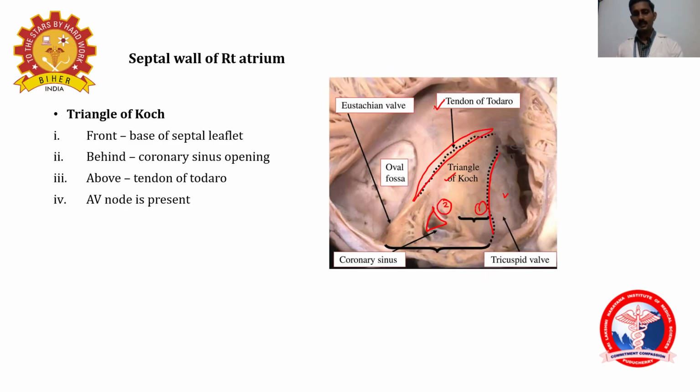Why we need to know all these things? Because in this triangular pouch, we have the AV node or atrioventricular node. If you want to do an ablation procedure like AV nodal ablation in treatment of arrhythmias, we have to approach this triangle to find the boundaries. This is where the AV node is located.